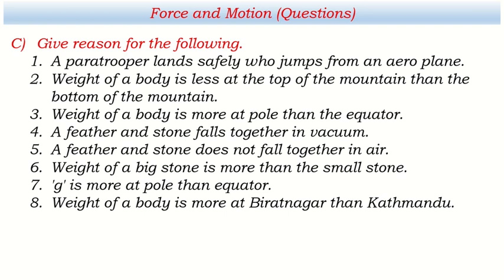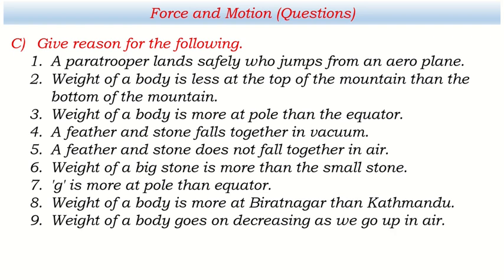Weight of a body is more at Biratnagar than Kathmandu. I want to give you one clue. Biratnagar is in the Tarai region and Earth's radius is less at this place, but Kathmandu is in the mountain region and Earth's radius is more in the Kathmandu region. This is the clue. Okay, get it? Weight of a body goes on decreasing as we go up in the air.